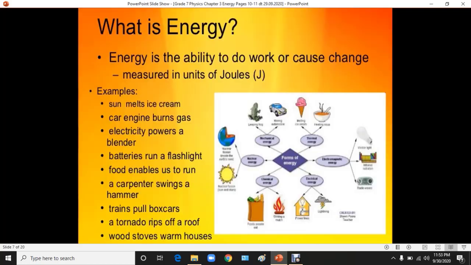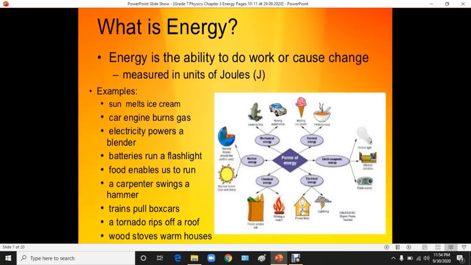If you talk about energy, it is an ability to do work or make any kind of changes. If you want to make any kind of changes, you need to have some energy for that. And as I told you, it is measured in a unit. The SI unit of it is joules.